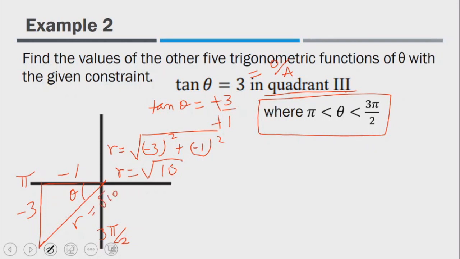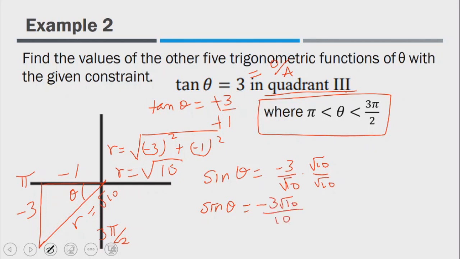So we can now find the other trig functions. Sine theta, in this case, is going to be -3/√10. We might want to simplify this, so you can simplify by multiplying the numerator and the denominator by the square root of 10. So that is going to become -3√10 divided by 10.